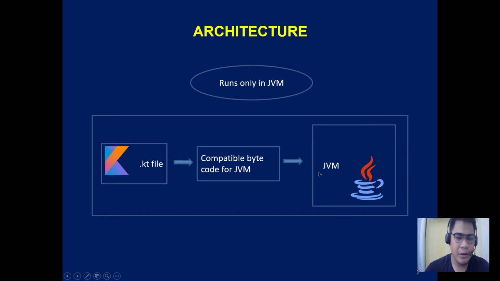And then what's the next thing? Whenever the two bytecode files run on the JVM, they communicate with each other, and this is how the interoperable feature is established in Kotlin for Java. Whenever Kotlin targets JavaScript, Kotlin converts the KT file.